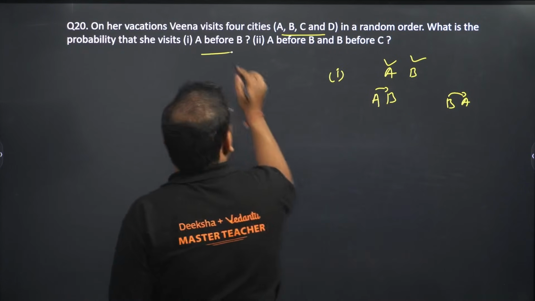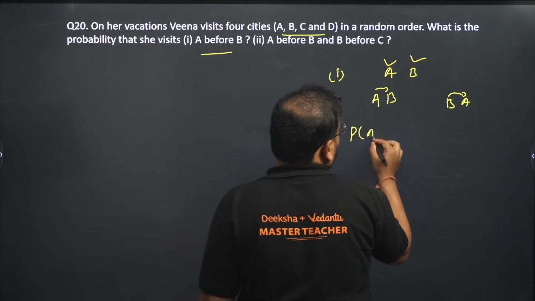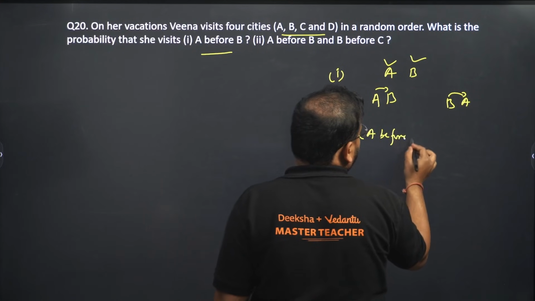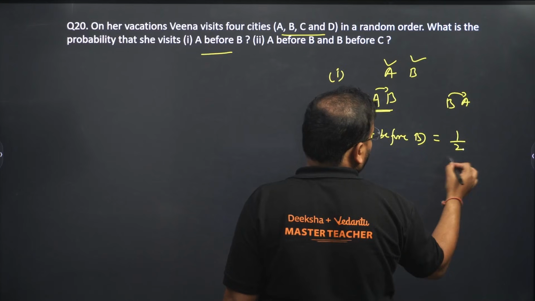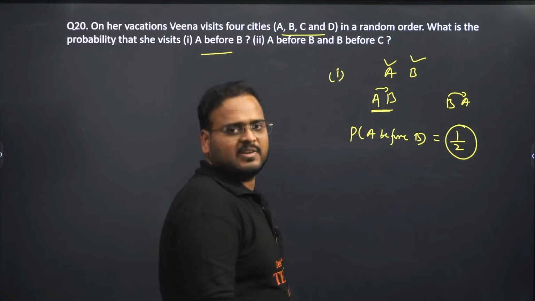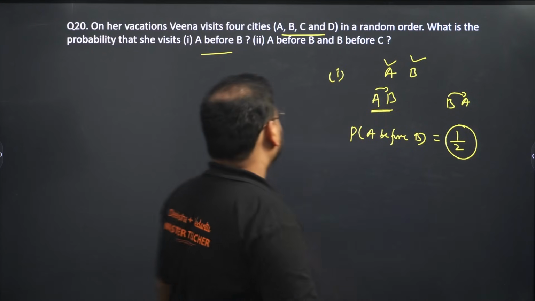But if she wants to go to A before B, in this case you have to pick this one. That is only 1 upon 2 as the answer. Half the chance. Now this one is interesting. Second one.